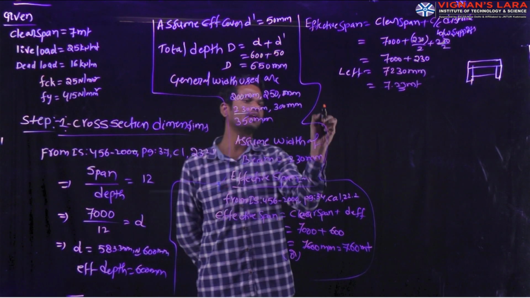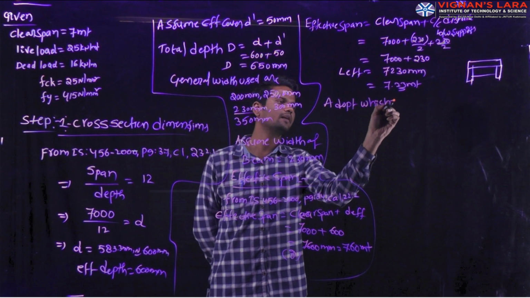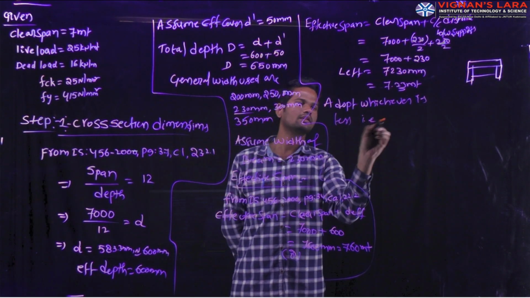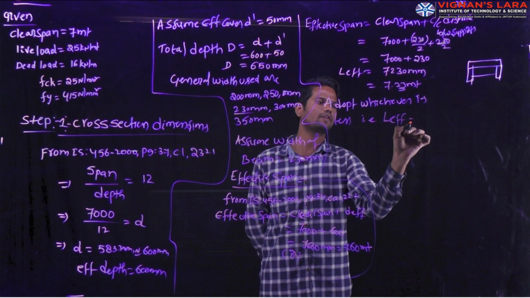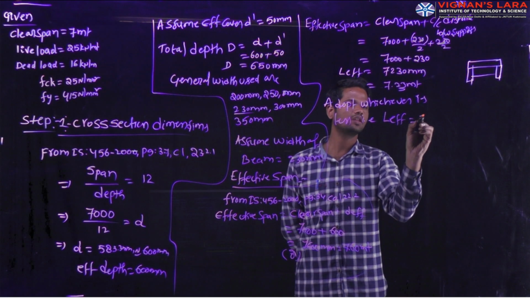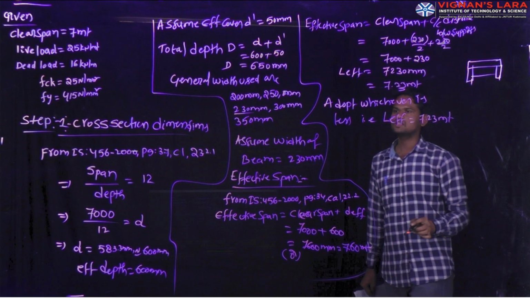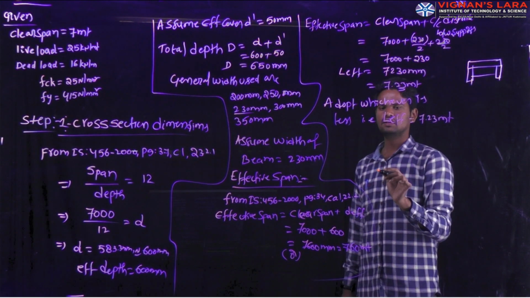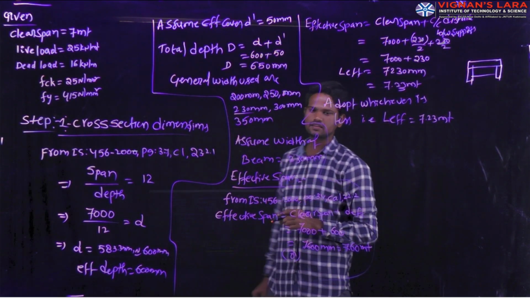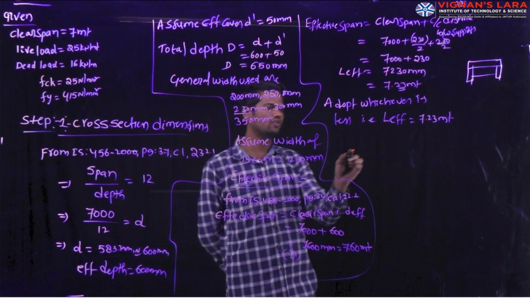We have to adopt whichever value is less of the two effective spans. I am writing here, adopt whichever is less, that is effective span L effective equal to 7.23 meters, the smallest value. Up to now this is the calculation for effective span as well as effective depth. Next step we have the load calculation. Again I am mentioning the diagram.